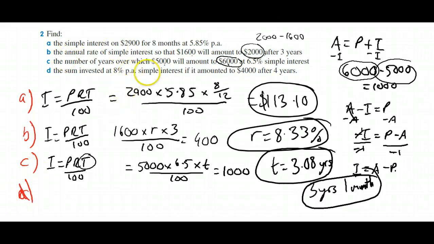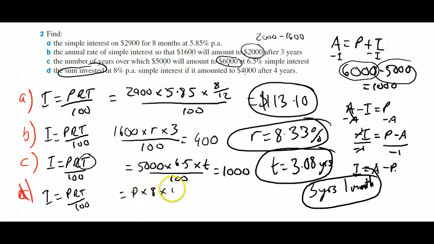The sum invested at 8% per annum simple interest if it amounted to $4,000 after 4 years. So the sum invested, we're trying to find P. I equals PRT over 100. Our I is going to be the difference between 4,000 and the principal, which we don't know yet. So let's leave I for the moment. The principal we don't know. The interest rate is 8%, and the amount of time is 4 years, and it's all over 100.